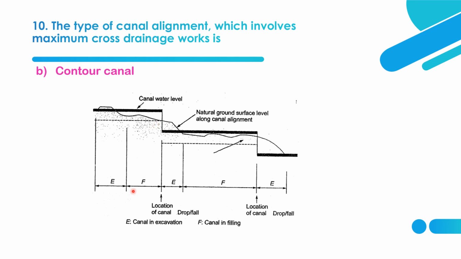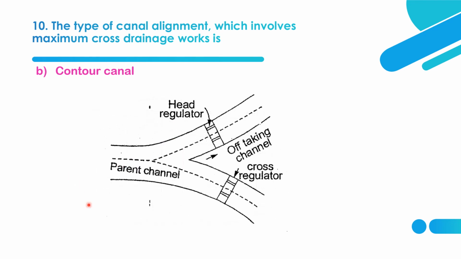And next we shall see some constructions in a canal. This is a type of canal fall, which is used to control the bed grade. In order to avoid erosion in the bed grade, we have to construct a canal fall. So this is a type of canal fall. And this is the head regulator, or we can say canal regulator. The canal regulator is constructed to control the flow depth.